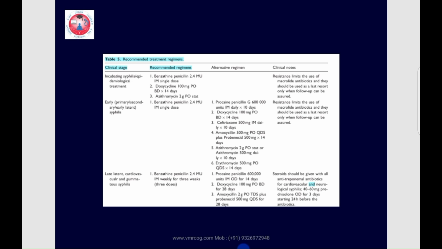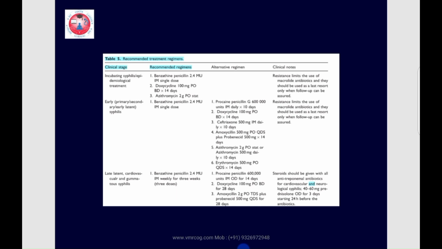Okay, so doxycycline, this is for non-pregnant status. The dose is 100 milligram. Remember 100 milligram, because we will see that in neurosyphilis it is 200 milligram and the duration is also 28 days. So in early syphilis, doxy is recommended 100 milligram BD for 14 days. Ceftriaxone we have already seen, 500 milligram intramuscularly daily for 10 days. Injectable apart from benzathine penicillin is 10 days, oral is 2 weeks. Amoxicillin is to be used along with probenecid 500 milligram QDS for 2 weeks, and azithromycin and erythromycin are not preferred.